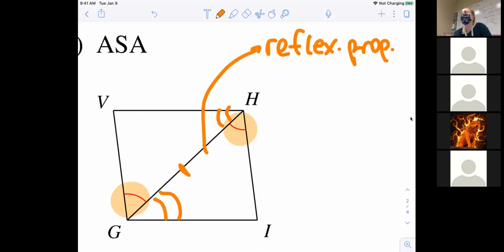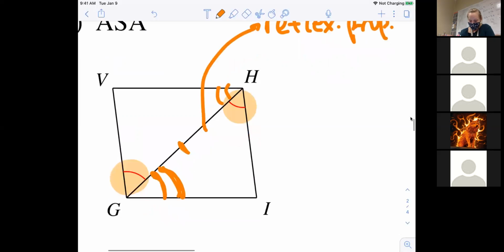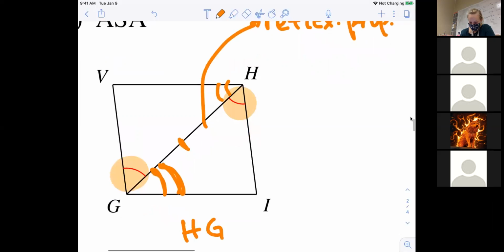However, if we just said angle H is congruent to angle G, there's two angles at G, and that would be kind of confusing. So we need to make sure we name it so that I know what I'm looking at. I'm looking at this angle right here. Can anyone name that so I'm looking at specifically that angle? We have to use three letters. HGI works.